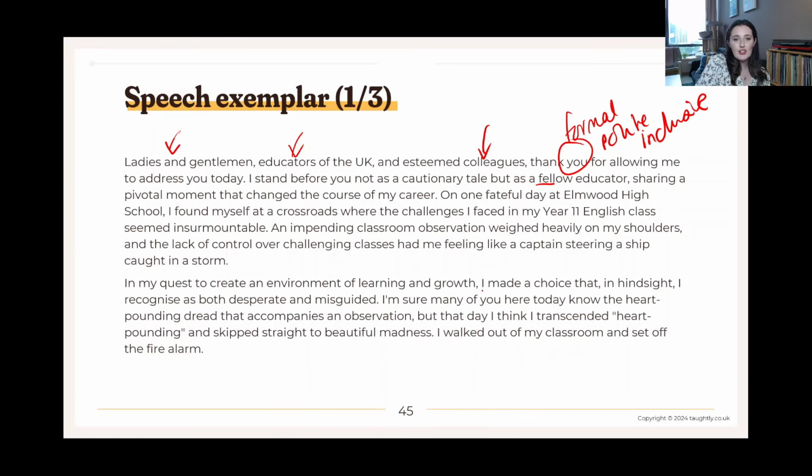Also notice here she addresses them. She's trying to get some sympathy, really. I'm sure many of you here today know the heart-pounding dread that accompanies an observation.